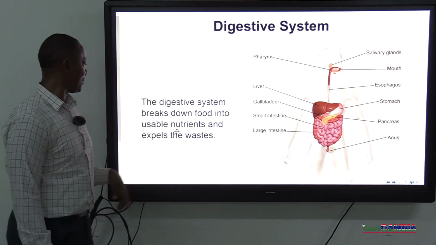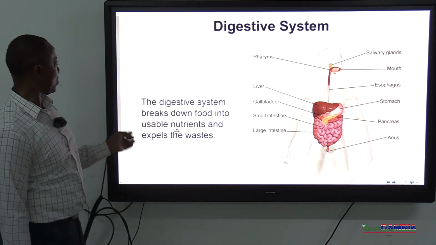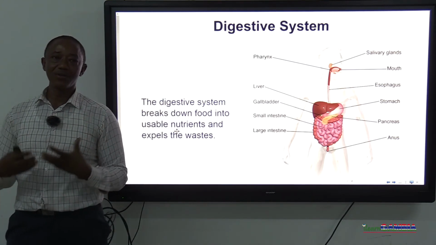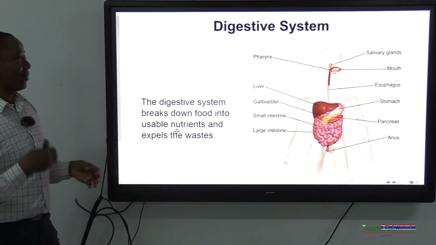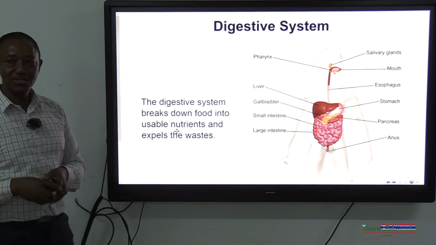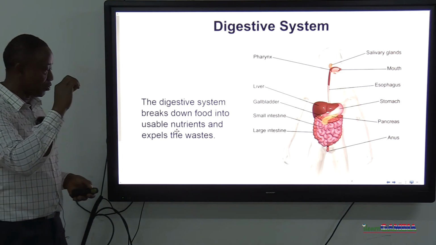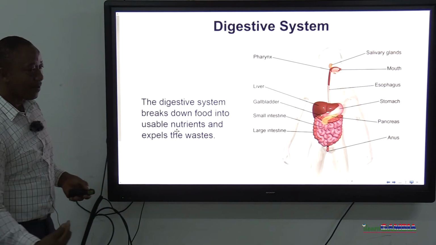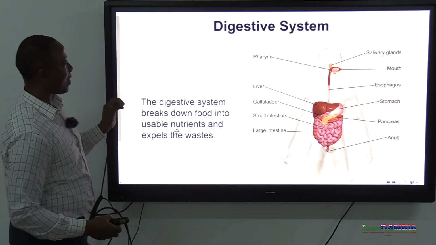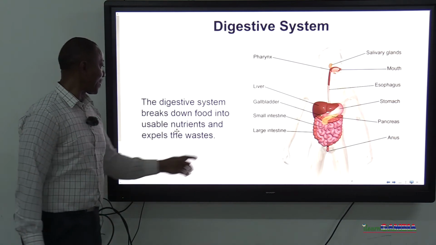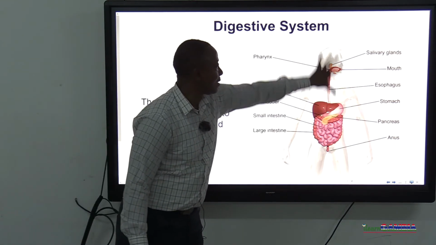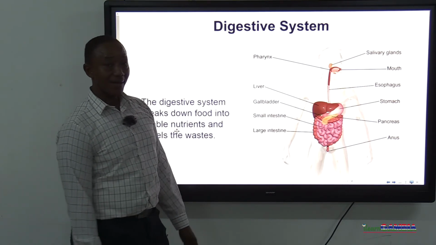One is the digestive system. What is its function? It breaks down food into usable nutrients. When we eat, the food is bulky and cannot enter the body, but the digestive system ensures it is broken down into smaller molecules that can pass into the blood vessels, in a form the body is able to use. It also helps to take out waste products. So that's the digestive system.